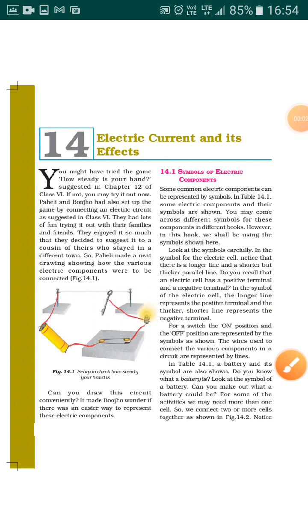Good morning. Today we will start a new chapter, electric current and its effects. Electric current has got three effects, namely heating effect of electric current, magnetic effect of electric current and chemical effect of electric current. In 7th class you will study about heating effect of electric current and magnetic effect of electric current. Chemical effect of electric current will be given in class 8th.